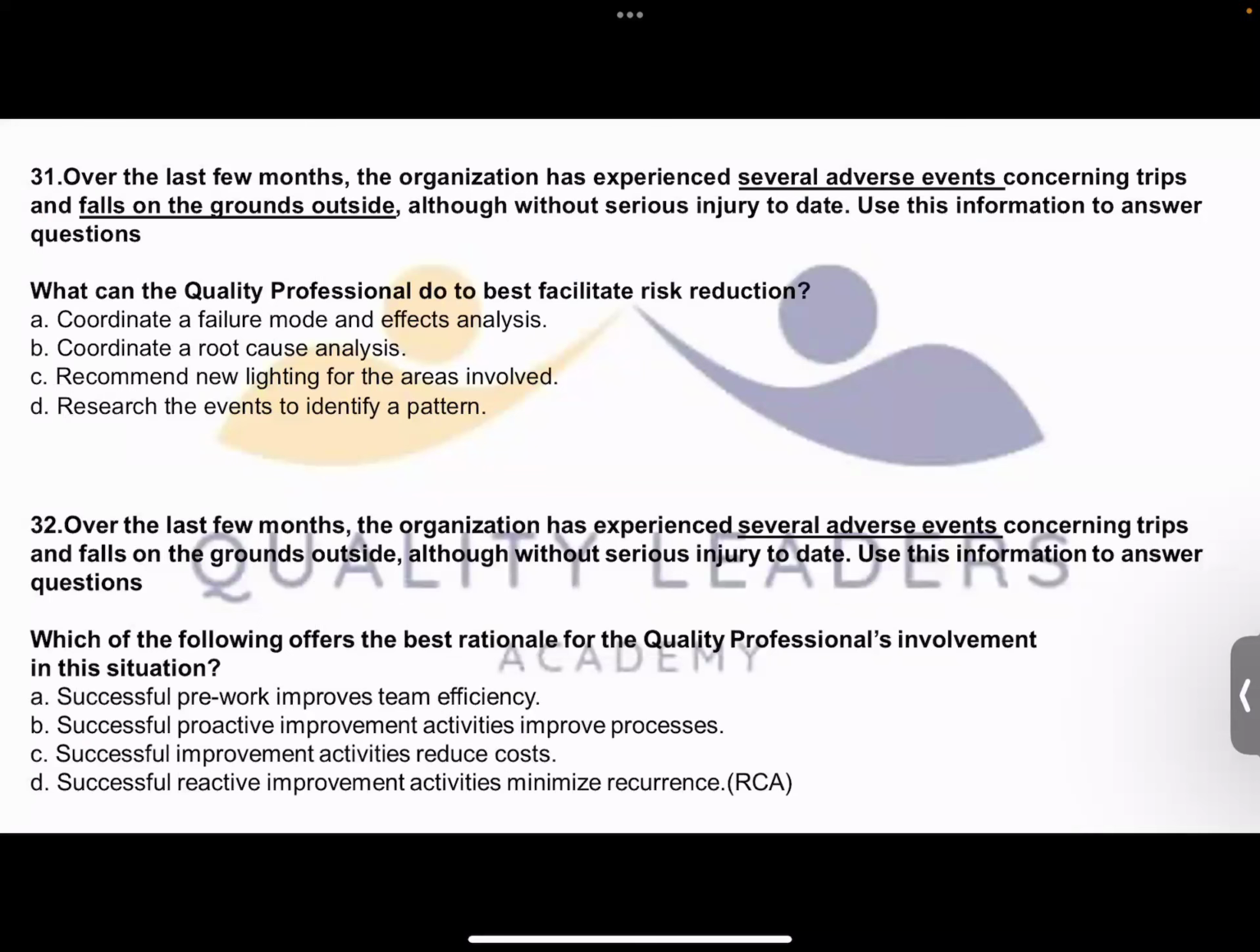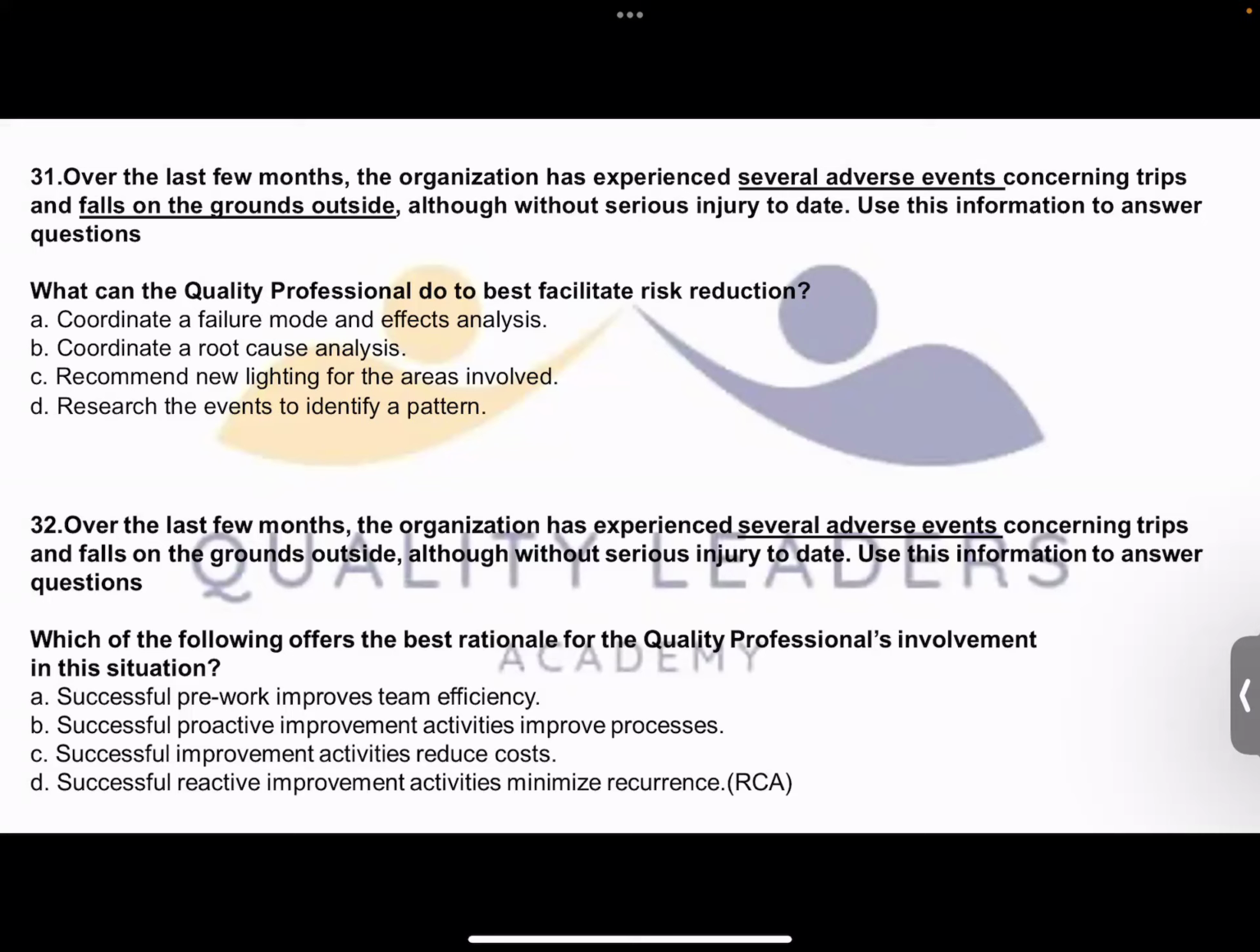For 31, over the last few months, the organization has experienced several adverse events concerning trips and falls on the grounds outside, although without serious injury to date. Use this information to answer the question. What can the quality professional do to best facilitate risk reduction? A, coordinate a failure mode and effects analysis. B, coordinate a root cause analysis. C, recommend new lighting for the areas involved. D, research the events to identify a pattern.